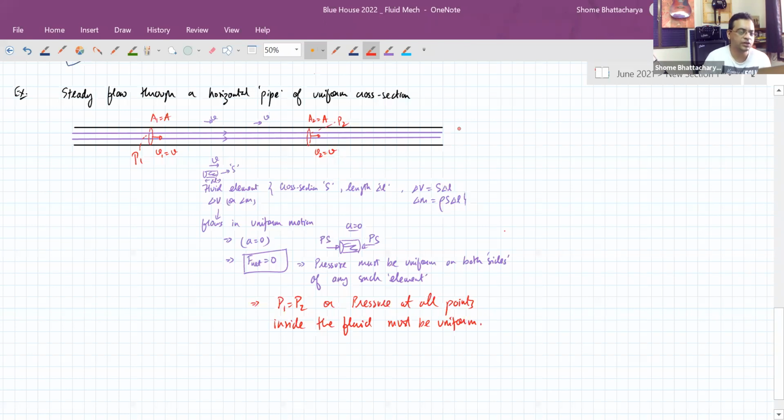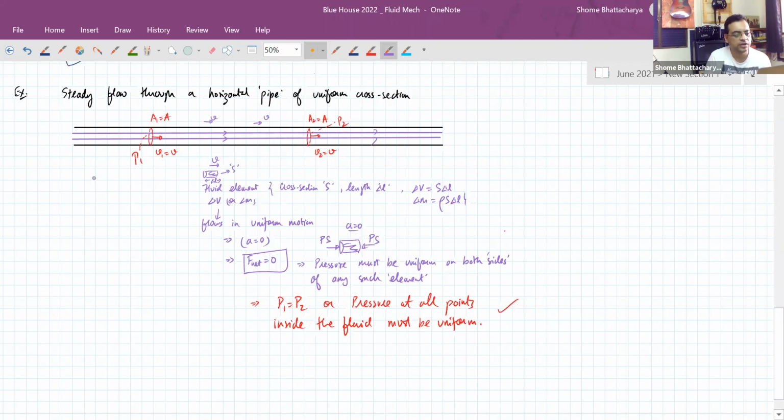So the continuity equation here is not only giving us information that the speed of flow is uniform, that is V1 is equal to V2 in this case, but it's also giving us extra information that the pressure throughout the liquid in this situation, where it's flowing horizontally through a uniform cross-section pipe, must be uniform. So additionally, in the case of steady flow through a horizontal pipe of uniform cross section, the speed of flow is uniform.